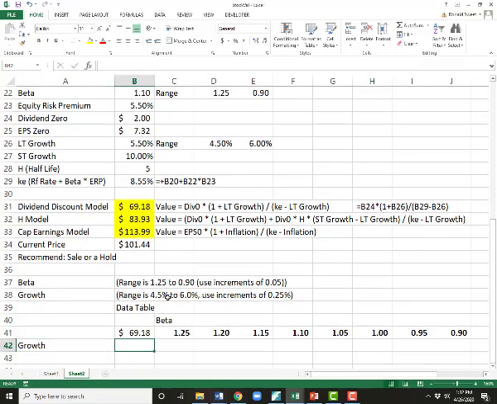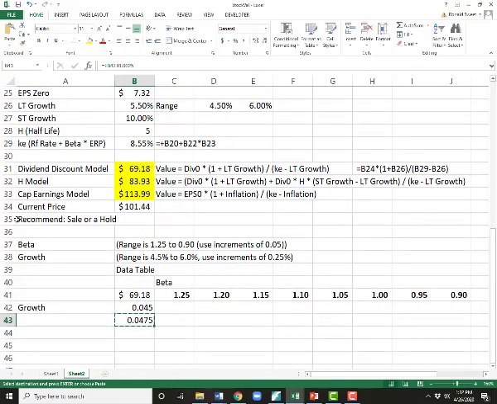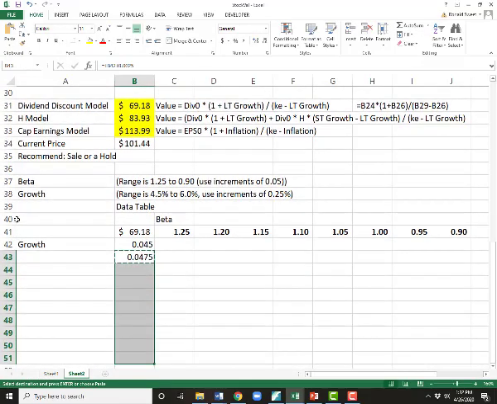And for growth, you can see it says start at 4.5 and go to 6, so 0.045 and go by 0.0025, so take that 0.045 and add 0.0025. We'll copy that down until we get to 6%. I'm going to change that to percents.